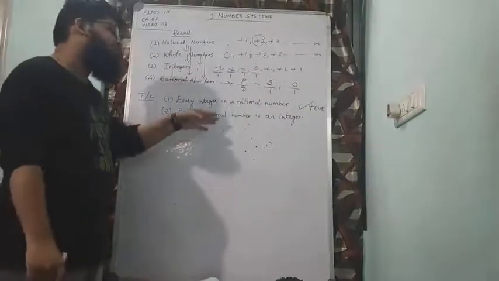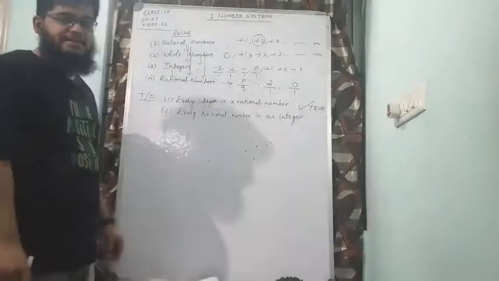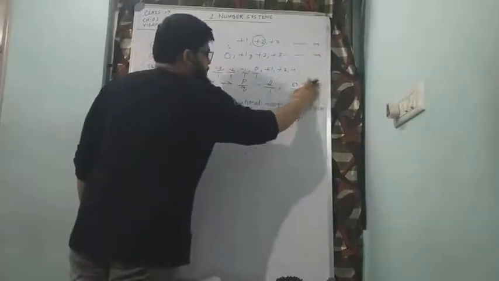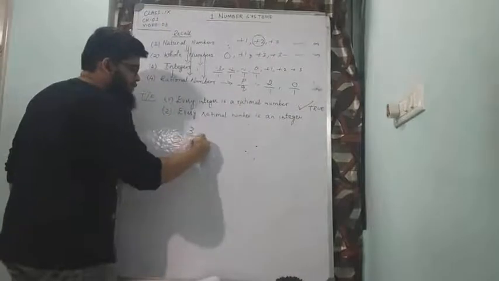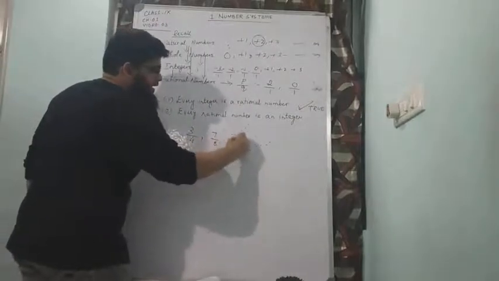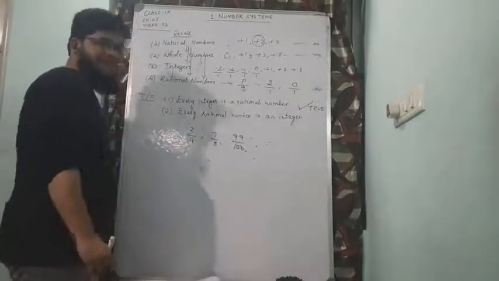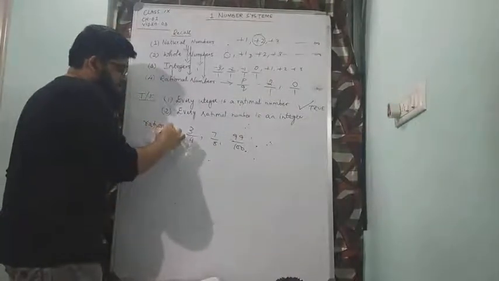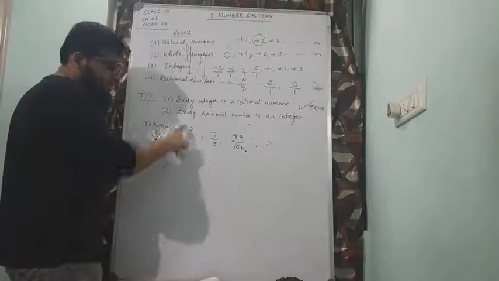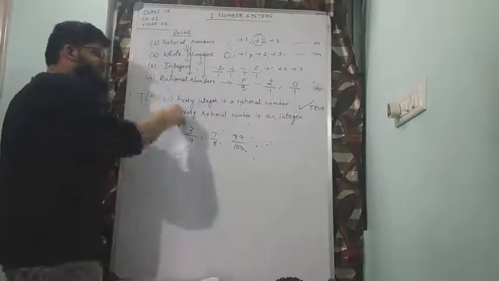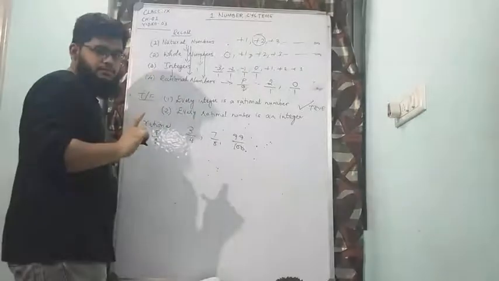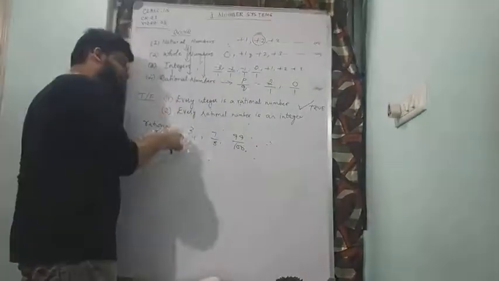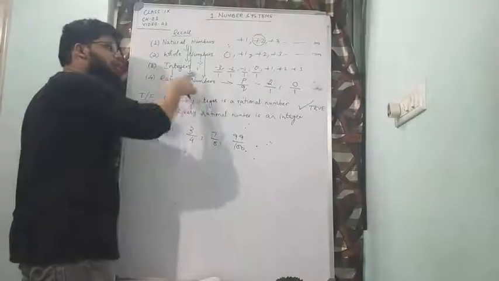But every rational number is an integer. Let us say whether that is true or false. So, if I have a number like 3 by 4, 7 by 8, 99 by 100, if I have these kinds of numbers, they are only rational numbers. Rational numbers which are in the form of p by q. In integers, we can't have such fractional numbers. In integers, we can't have such fractions. Therefore, we can't tell that all rational numbers are also integers.